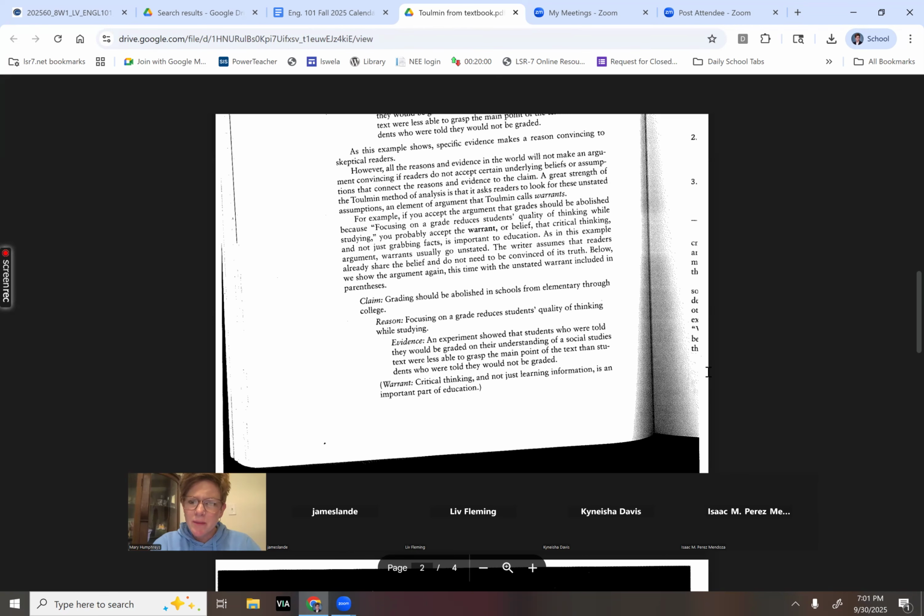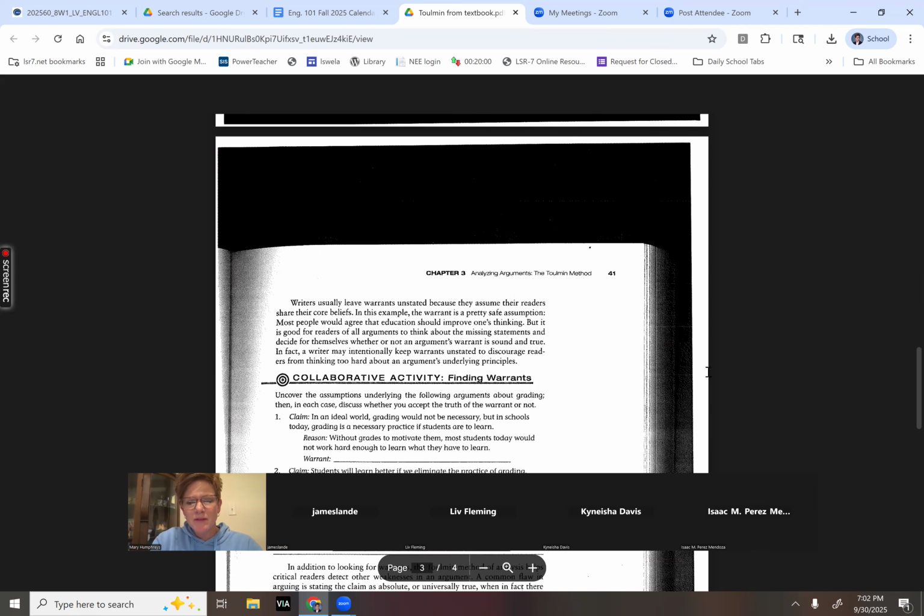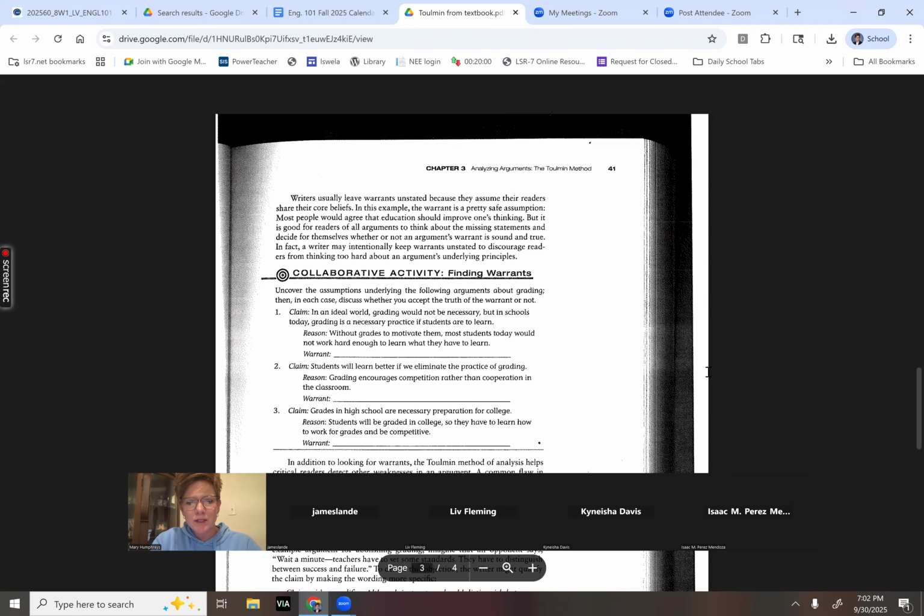And then it says, for example, if you accept the argument that grades should be abolished because focusing on a grade reduces students' quality of thinking while studying, you probably accept the warrant, right? Or a belief that critical thinking and not just grabbing facts is important to education. So warrant is like that underlying belief behind the entire premise of the argument.